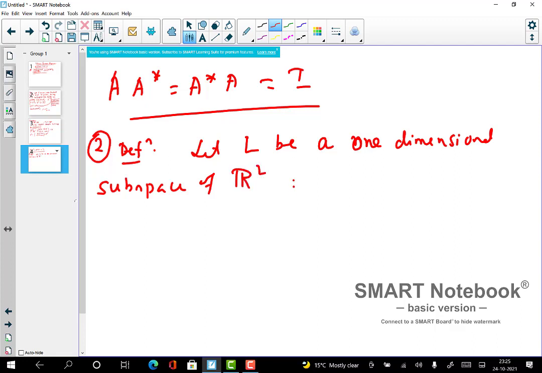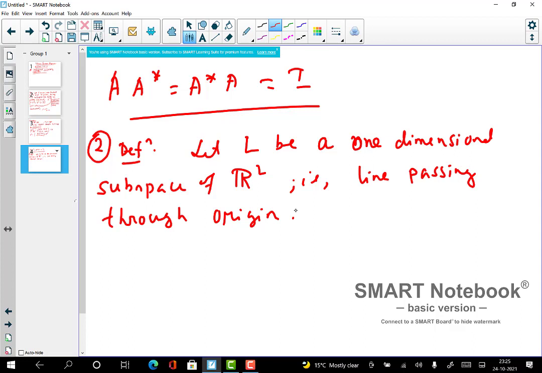Okay, so that is a line passing through the origin. So we can define something called reflection about the line L. So what does that mean?